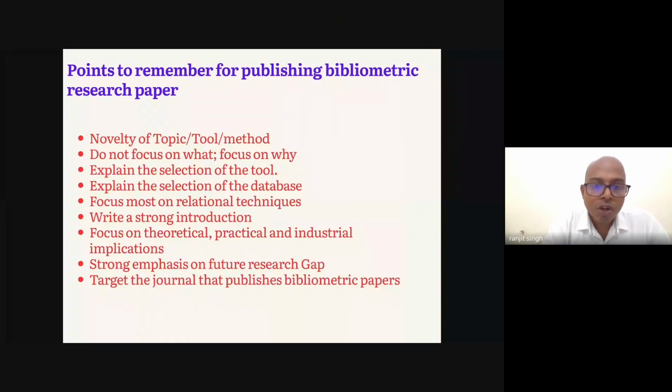And the next is strong emphasis on future research gap. So you should have a particular section on the future research gap. In the research gap, you can divide, for example, if you are considering 30 years of a topic, you divide your article into the first 10 years, second 10 years, third 10 years. In the first 10 years, what was studied and what is the gap. In the second, what was studied and what is the gap. In the third also, because that will give a clear picture about the topic.